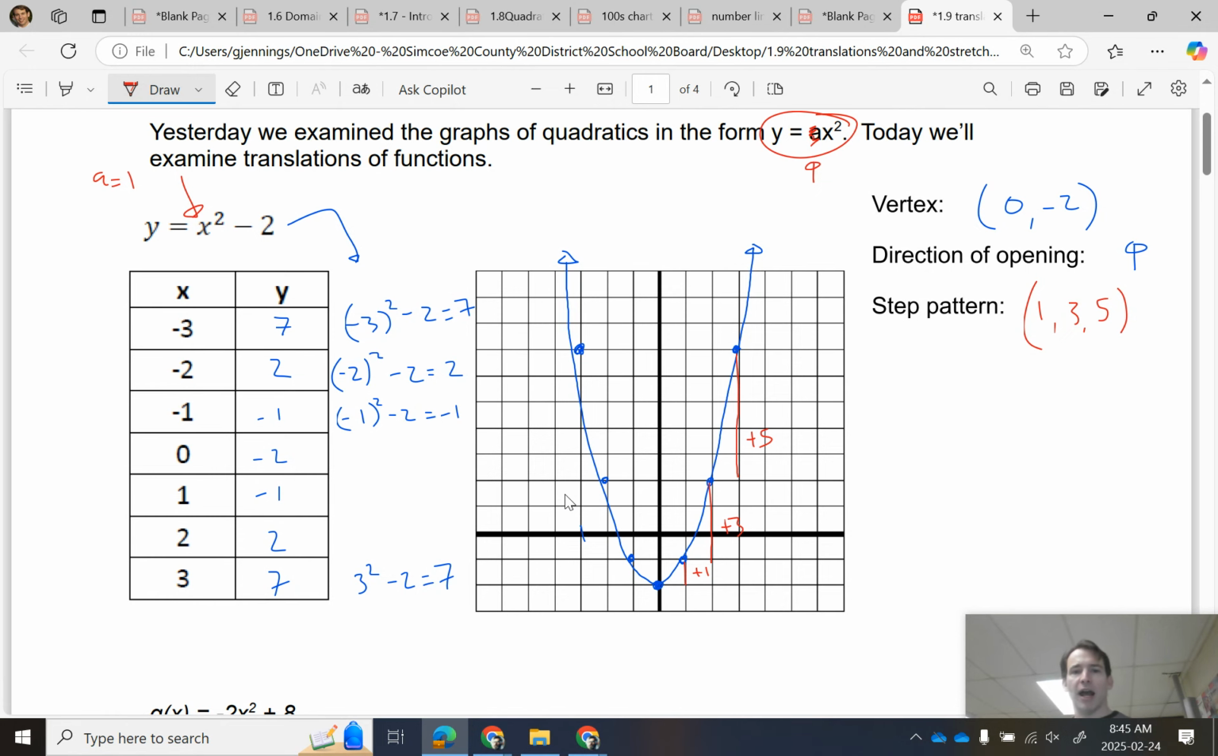And if I graphed y equals x squared, which if you're not dreaming about this and seeing it in your dreams yet, let's lock in. Okay, maybe I don't dream about this.